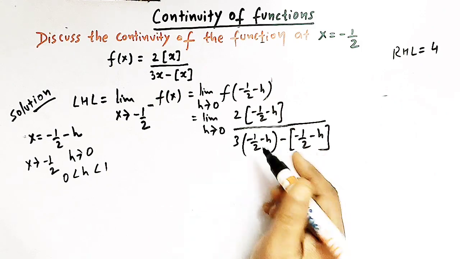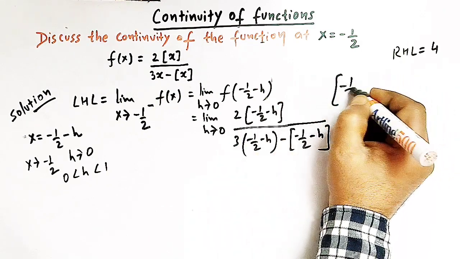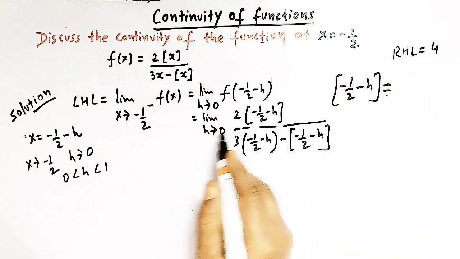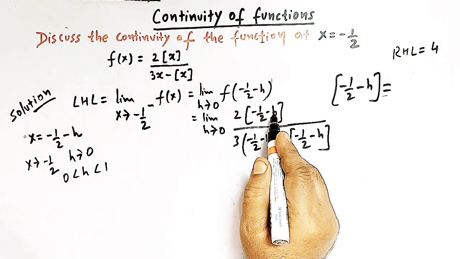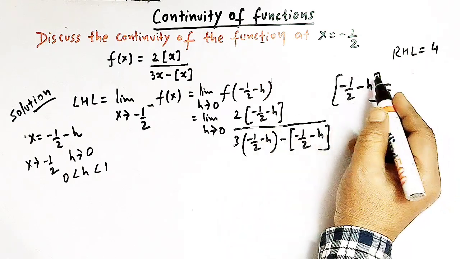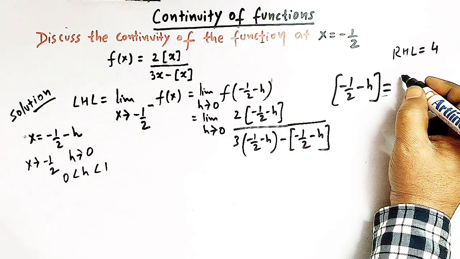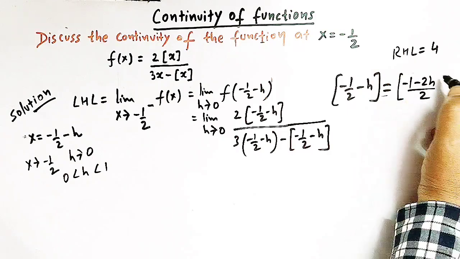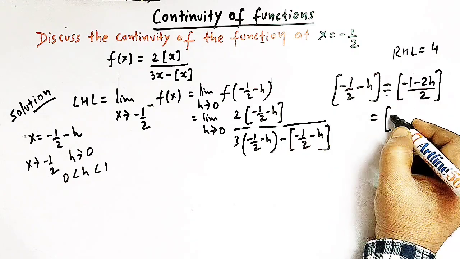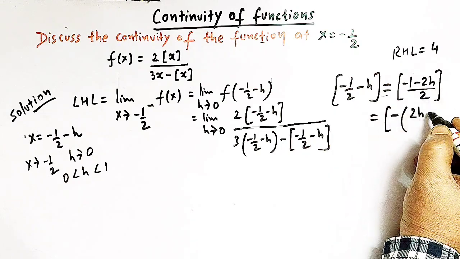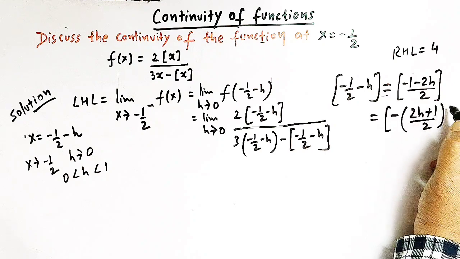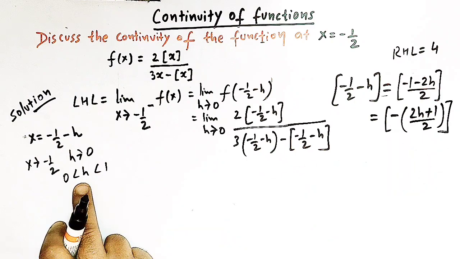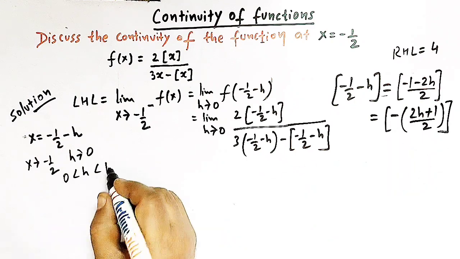So now let us find out the value of the greatest integer of minus half minus h, right? Because here we cannot directly substitute h equal to 0. So to get the value of the greatest integer of minus half minus h, we can write it as minus (1 minus 2h) over 2, and here we have minus, and we can write (2h plus 1) over 2. So now to get the value of this expression, let us again start with this inequality.